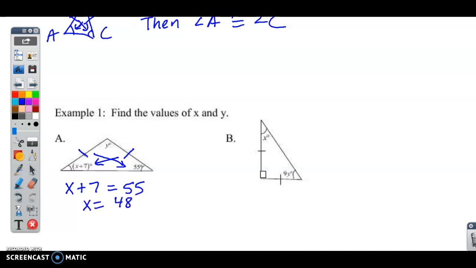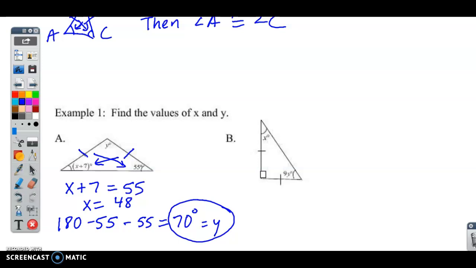I got x is 48, and then y is 180 minus 55 minus 55, because those two angles are each 55 degrees. They should be the same. And then that's y, so that's 70 degrees.